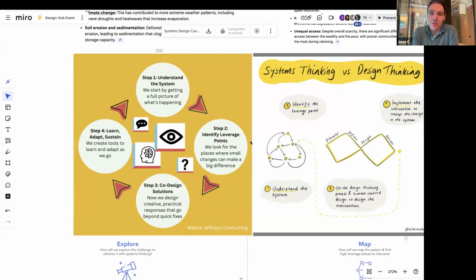Identifying leverage points, we look for the places where small changes can make a big difference. And number 3 is co-designing solutions. We design creative, practical responses that go beyond quick fixes. And finally, learning, adapting, and sustaining to create tools to learn and adapt as we go along. Again, iterative. So that's just 2 examples.